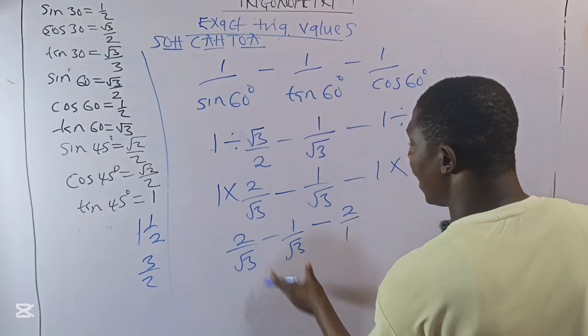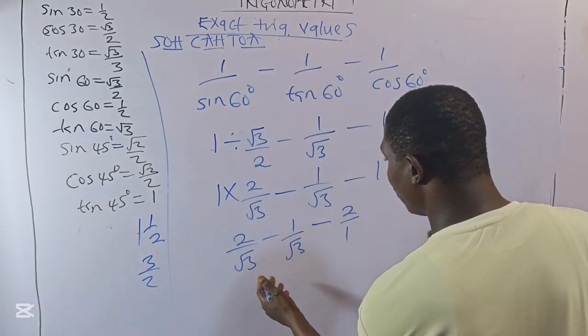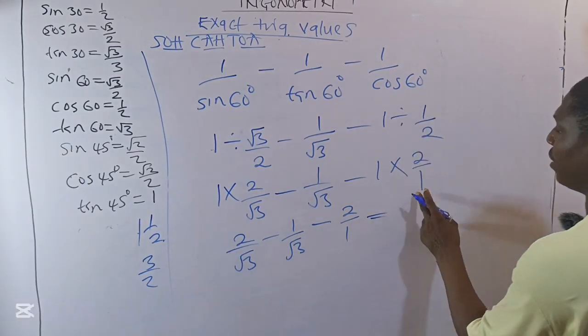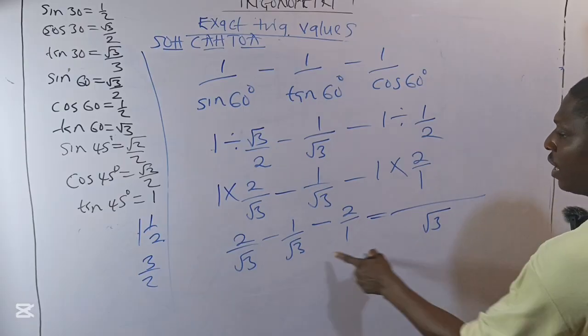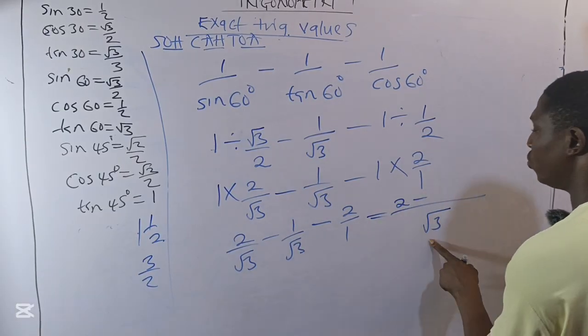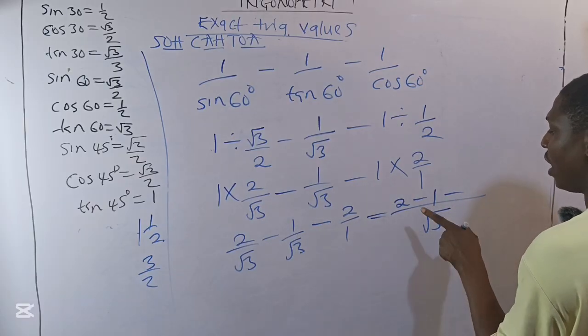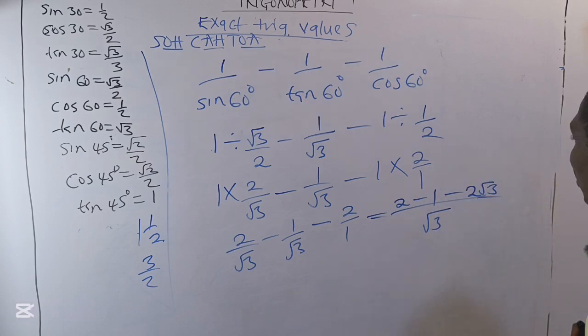1. Now, I have to rationalize. How do I rationalize this? I simply need to take my LCM first. LCM of root 3 and 1 will give me root 3. So I'll put my root 3 here. Now, root 3 into root 3 is 1. 1 times 2, 2. Minus root 3 into root 3, 1. 1 times 1, 1. Minus 1 into root 3 is root 3. And root 3 times 2 will give me 2 root 3. So I've gotten this.